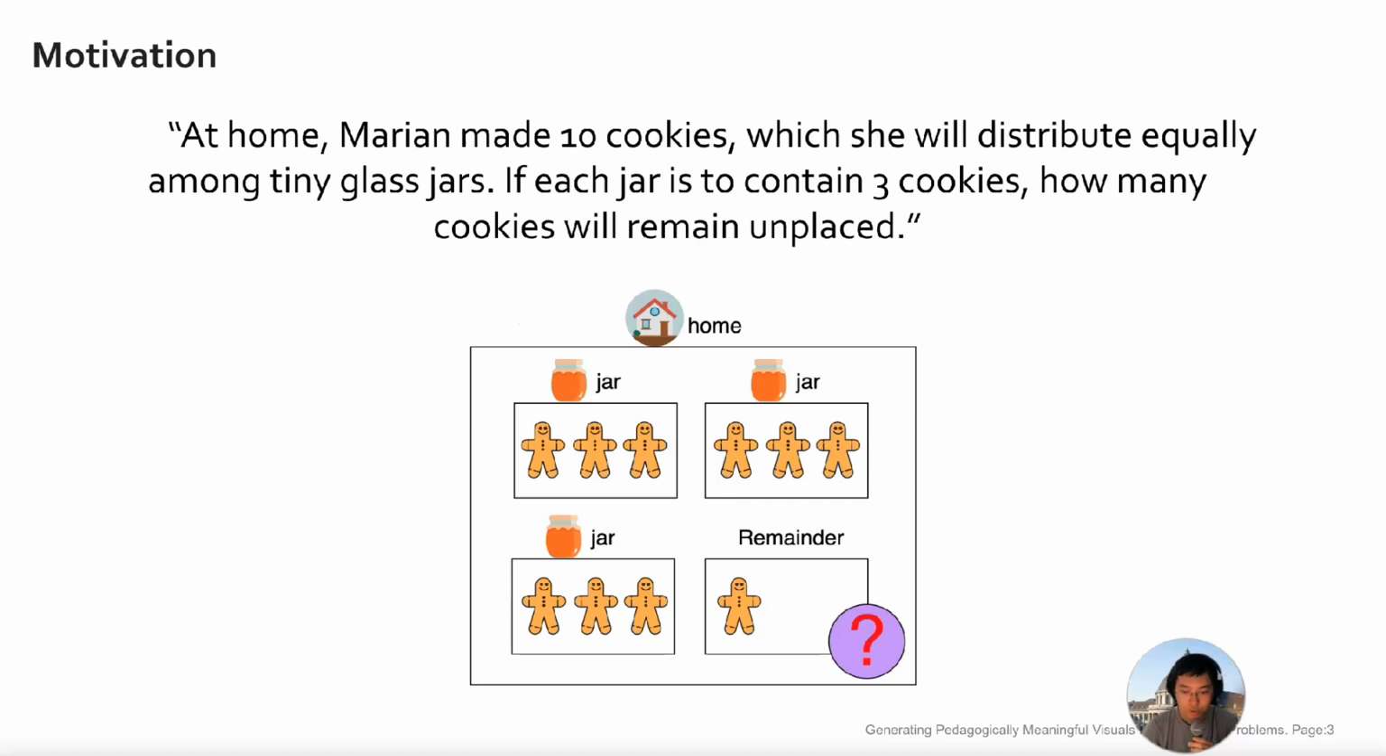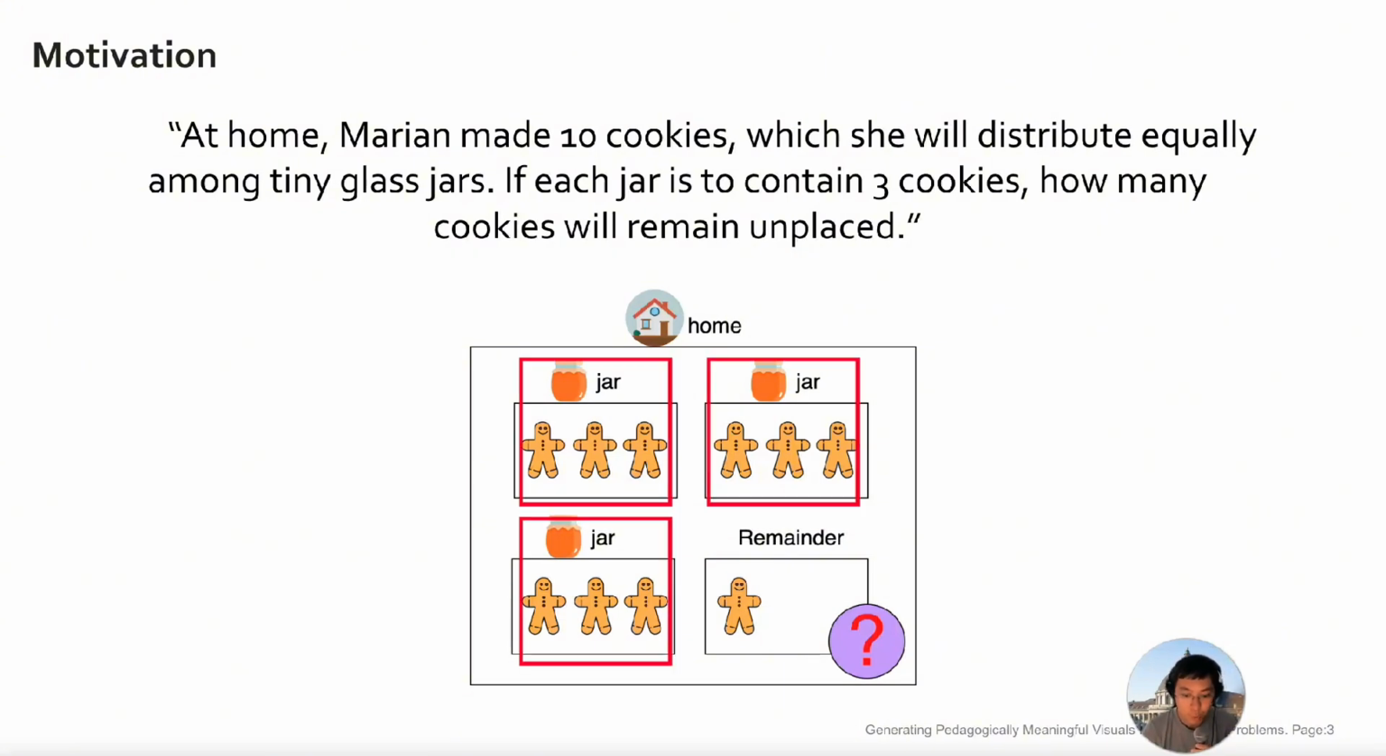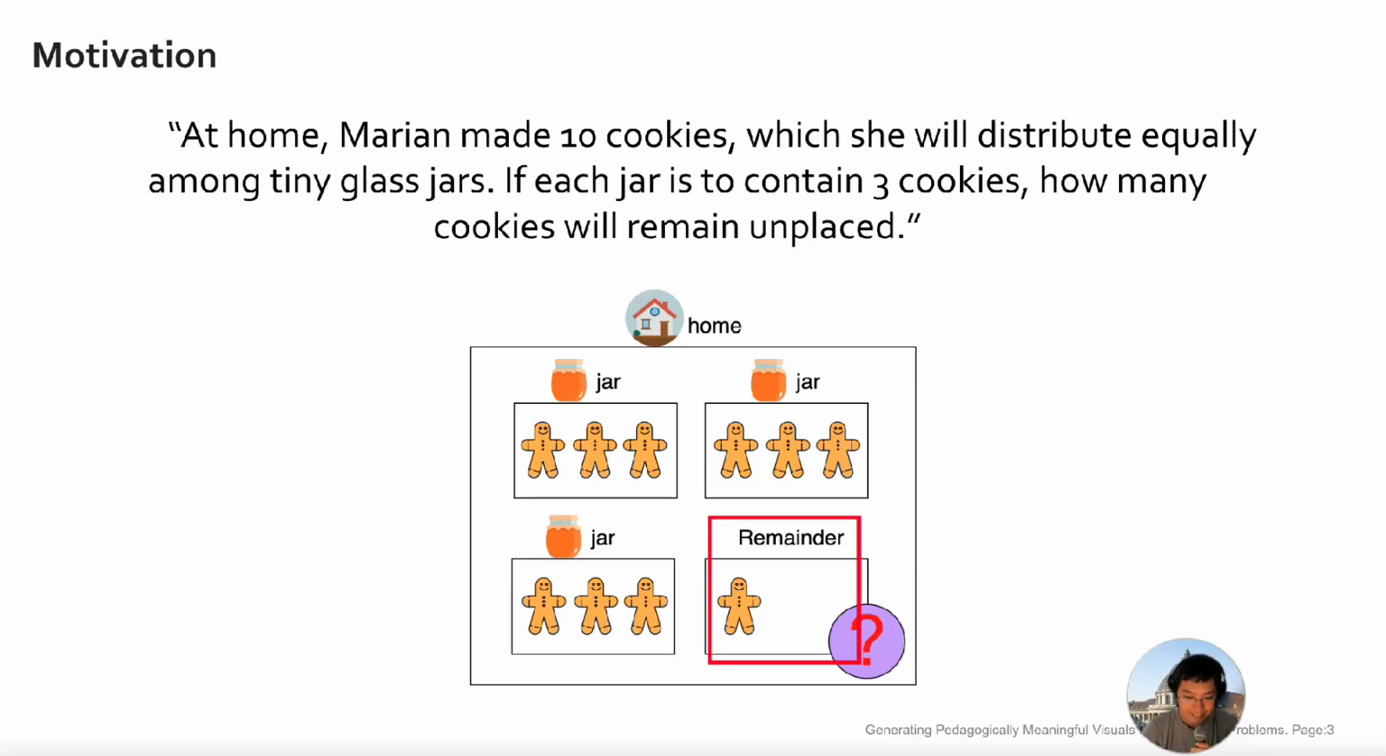The teacher might draw a figure like this on the blackboard and guide students through each part of it. For example, by asking questions such as why each jar contains 3 cookies or what the remainder represents. This process helps students better understand the problem.